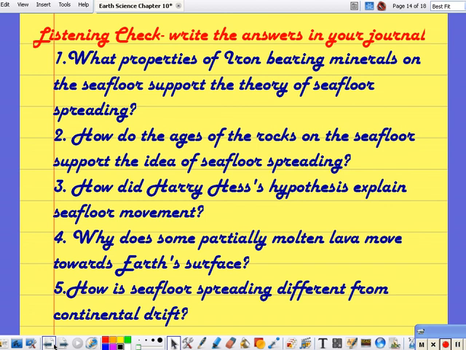We want to know how Harry Hess explained seafloor movement, and why some of the parts of molten lava moved towards the Earth's surface, and how seafloor spreading is different from continental drift?